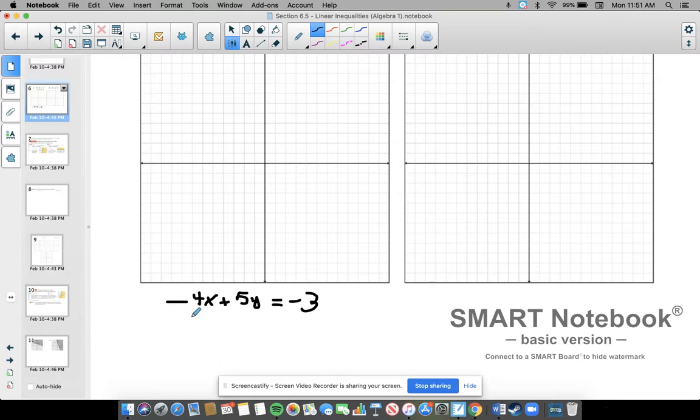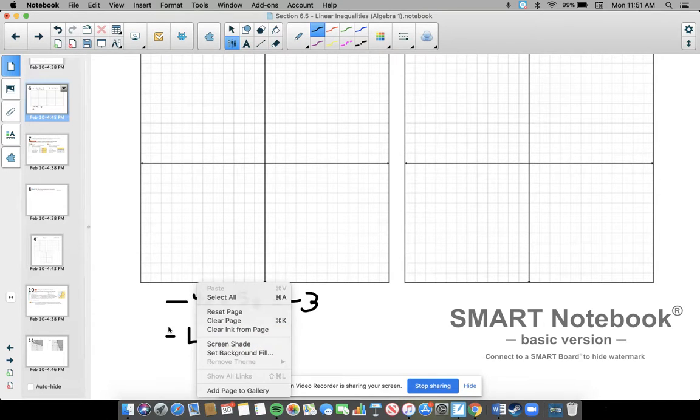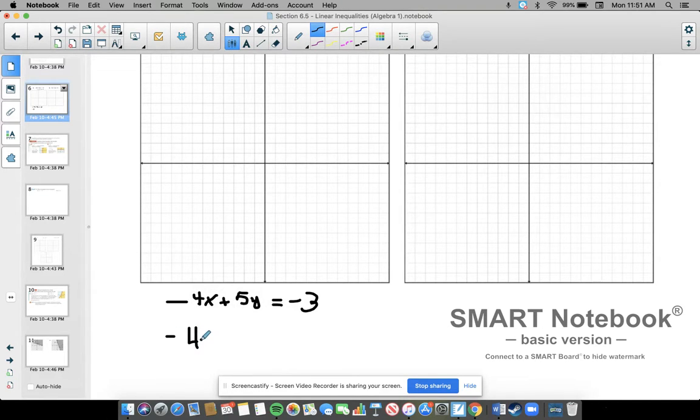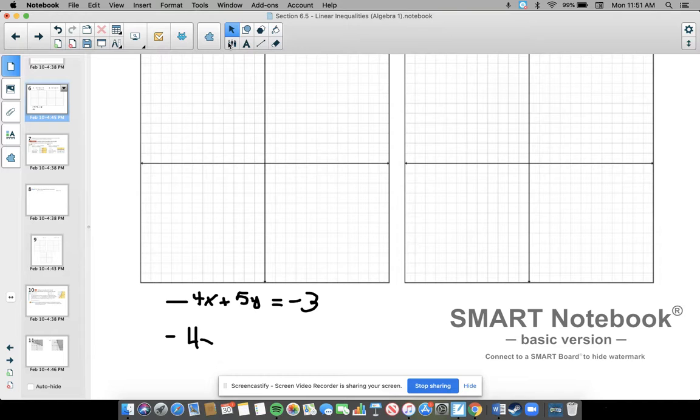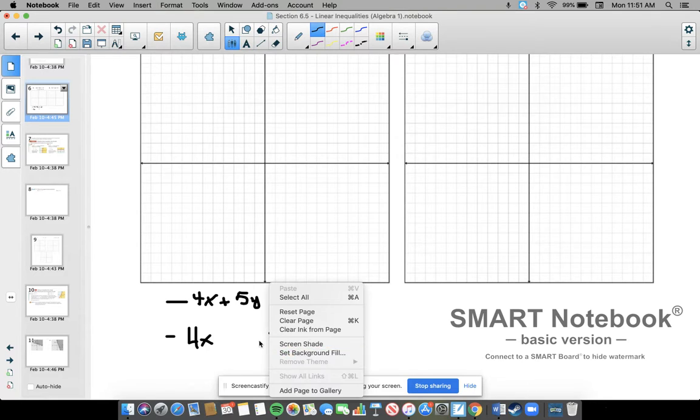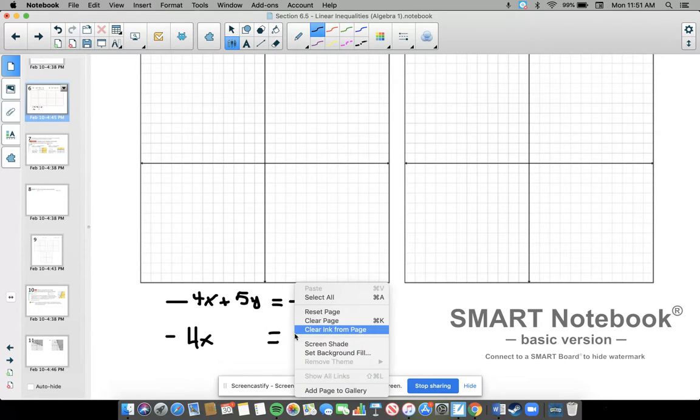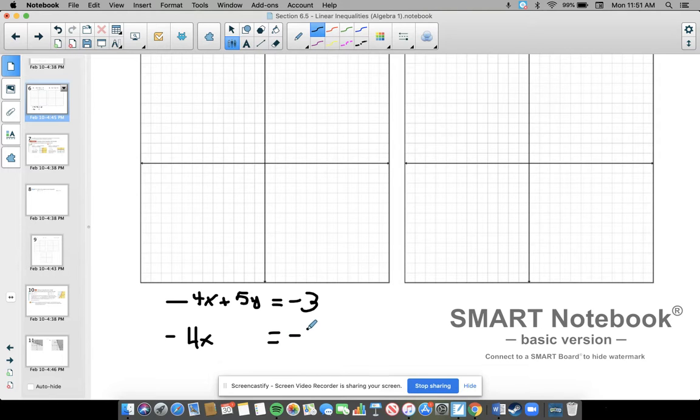If I want the x and y intercept, I just plug a 0 in for the opposite. So if I want to find the x intercept, I do negative 4x plus 5y. But when we want to do x and y intercept, we plug in 0 for the opposite. So it's going to be plus 5 times 0. So that just goes away. Equals negative 3. So, final step, divide by negative 4.